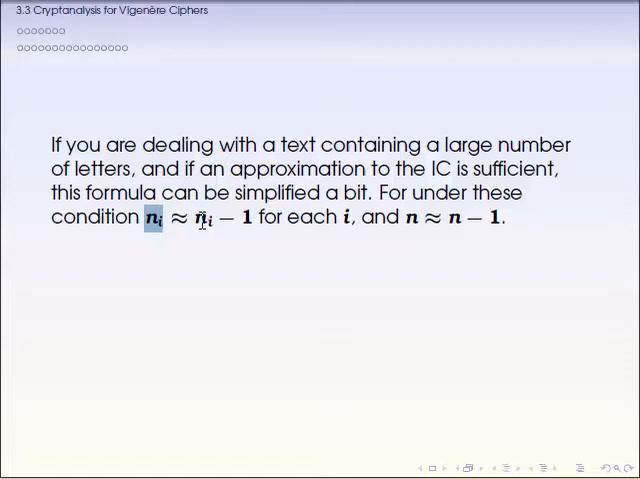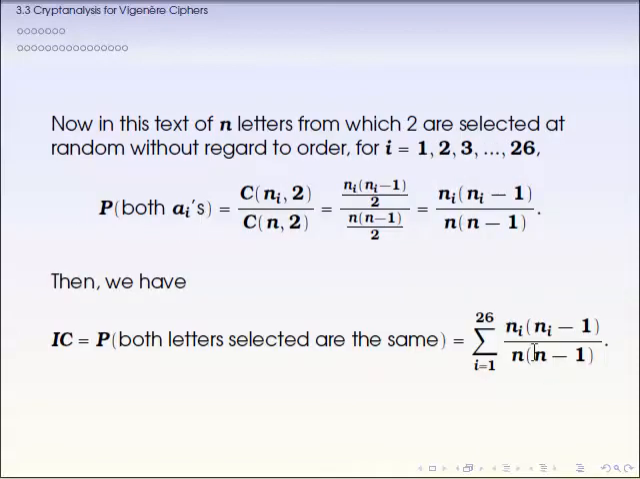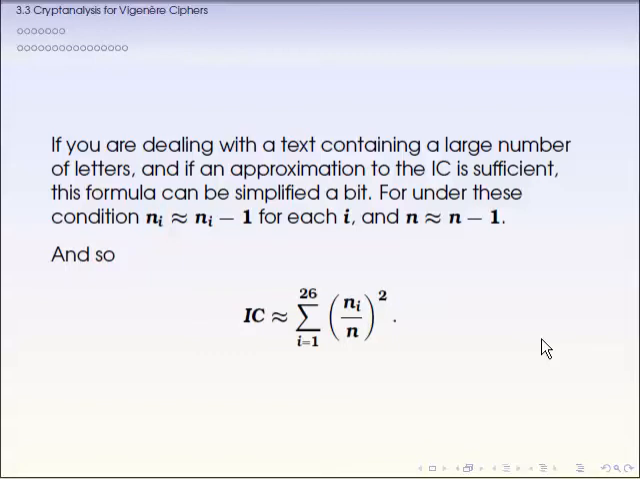And even n sub i has a similar situation, right? You might have many a's and many b's in there, so we can just substitute n and n sub i for this part. Then our formula for IC can be shrunk down to a much simpler form. So IC has the approximation of this result: the summation of n_i over n, squared, when i is from 1 to 26.